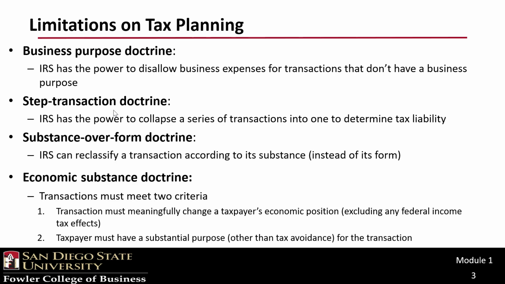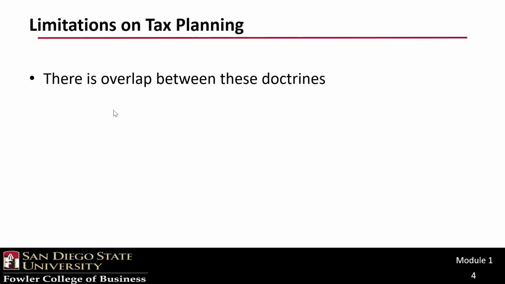So before you get too worked up about these doctrines, you should know there's a lot of overlap between them. If you were to draw the Venn diagrams, you'd see overlap between business purpose and economic substance for sure.